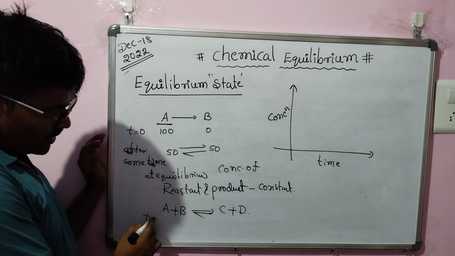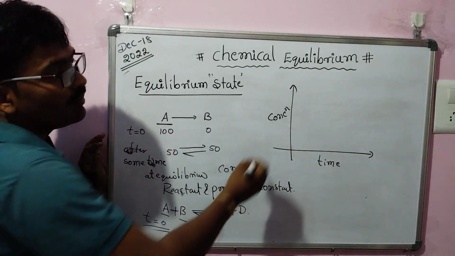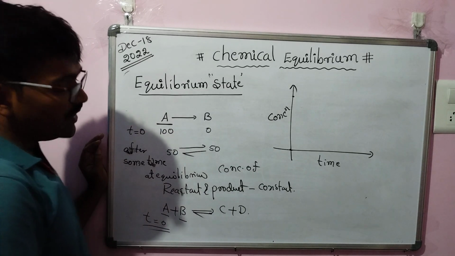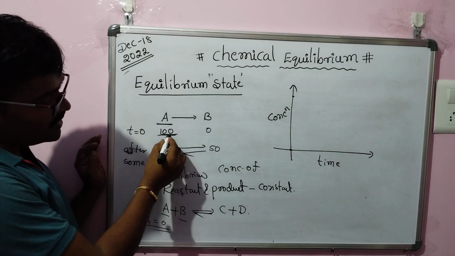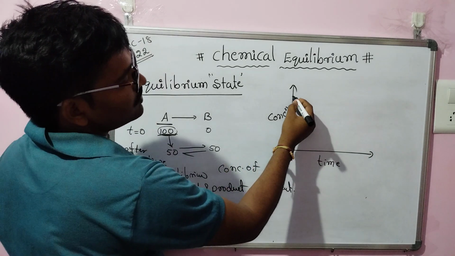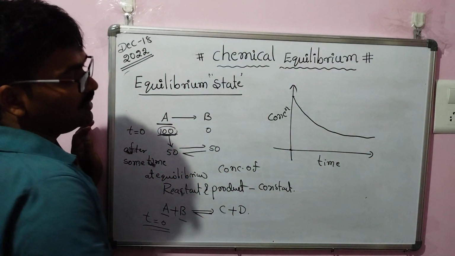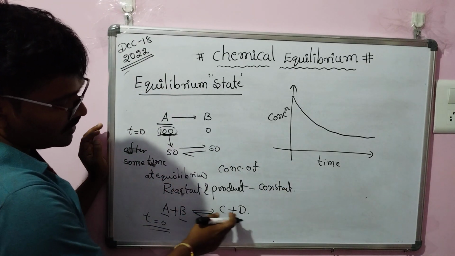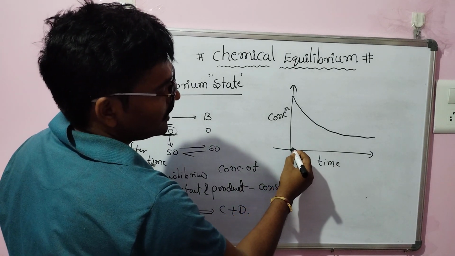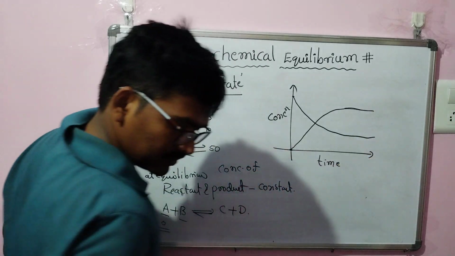At time t equals 0, the concentrations of A and B are maximum, that is 100%. That concentration decreases to about 58, just taking this number, it is not exact. So this decreases like this with time. Similarly, the concentrations of C and D at time t equals 0 are 0, nothing is there. They increase with time like this.